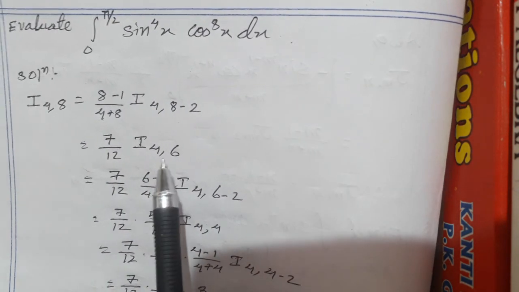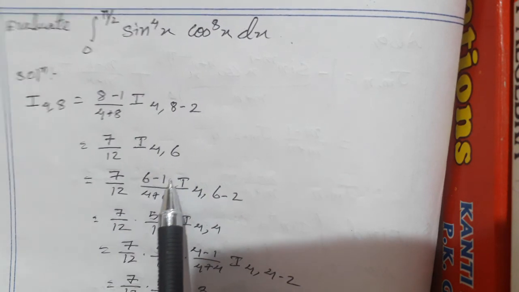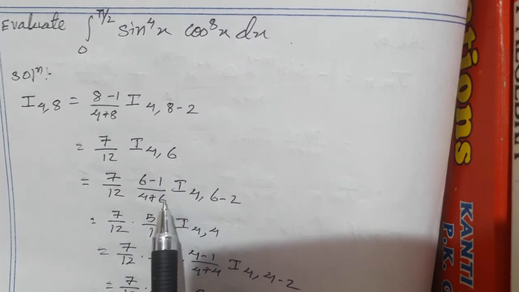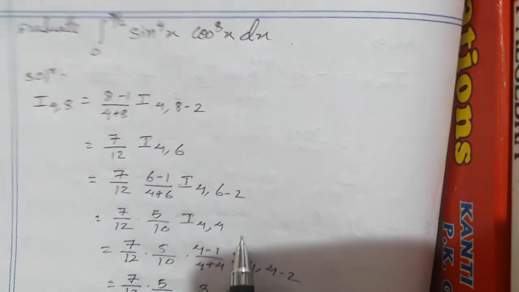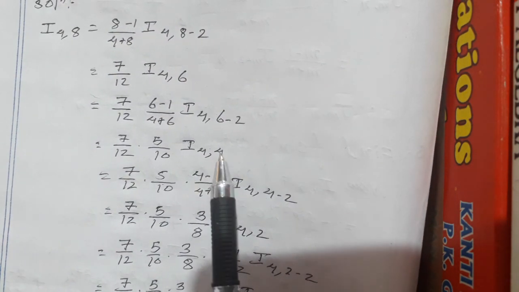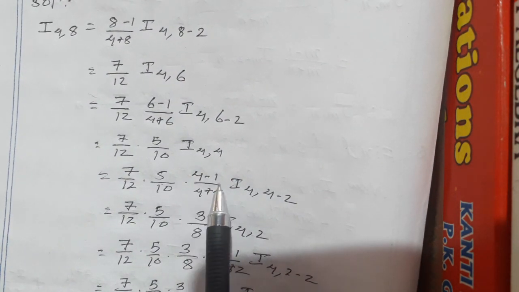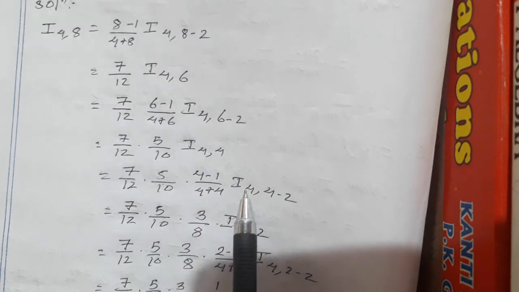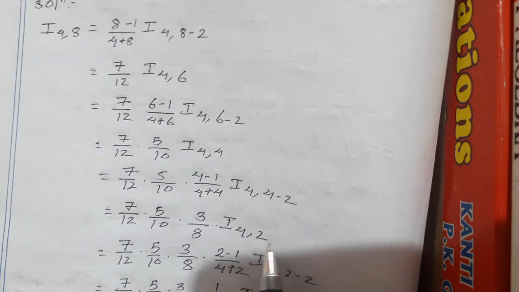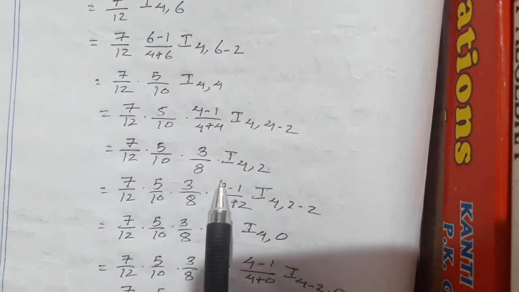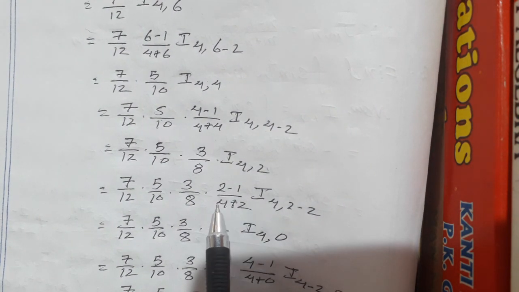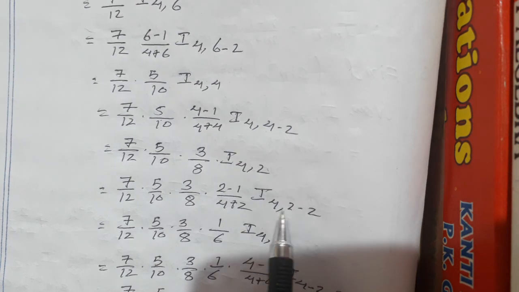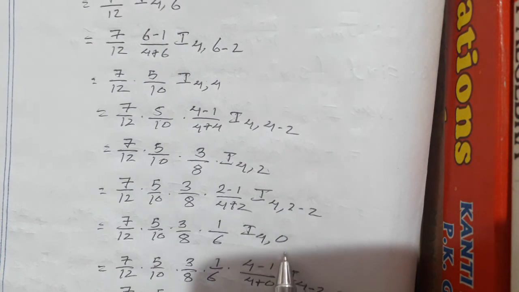So again we'll use the first reduction formula. So 6 minus 1 divided by 4 plus 6, I 4, 6 minus 2, we get 4. Here also again we go with n only, so we get 4 minus 1 divided by 4 plus 4, I 4, 4 minus 2, we get I 4, 2, n becomes 2 here. Then again we go with the same formula, so we get 2 minus 1 divided by 4 plus 2, I 4, 2 minus 2, which is 0.